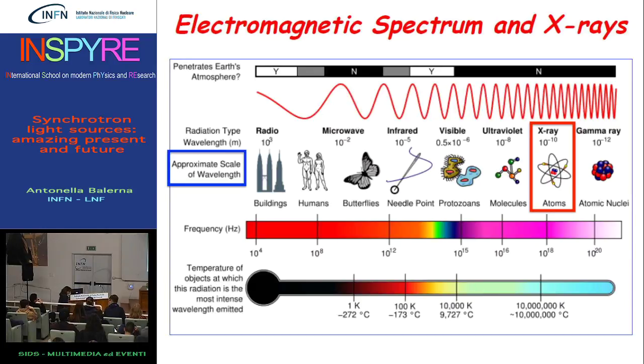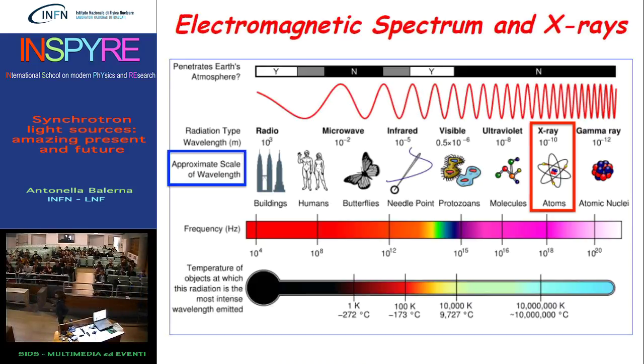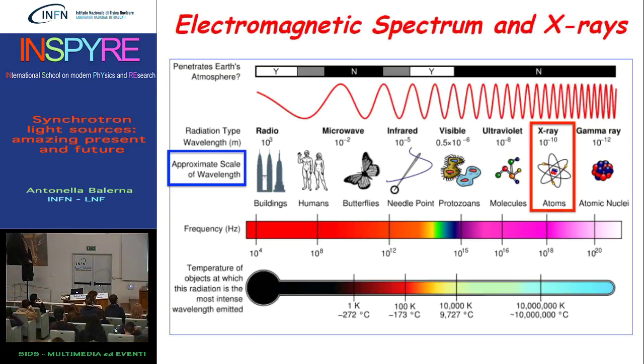In this lecture of today, we will concentrate on X-rays. Why? Because with X-rays, I can study atoms. And since you see here that the wavelength of X-rays is about 10 to the minus 10 meters, this lets you understand that this is very useful to study atoms, because atoms have that dimension. If you want to study something very small, you need a wavelength that is comparable to what you want to study. Is this clear?